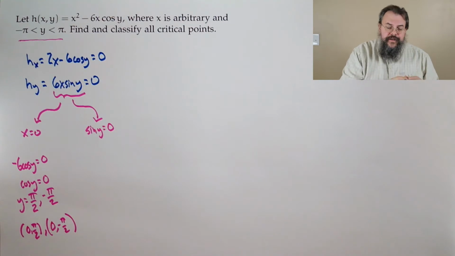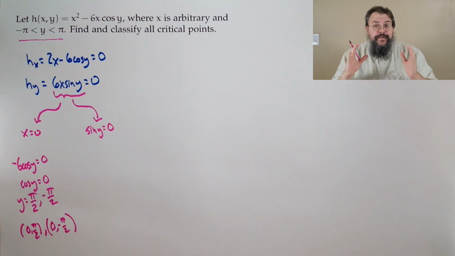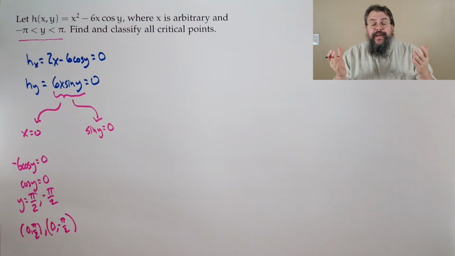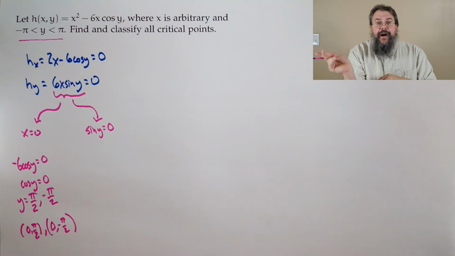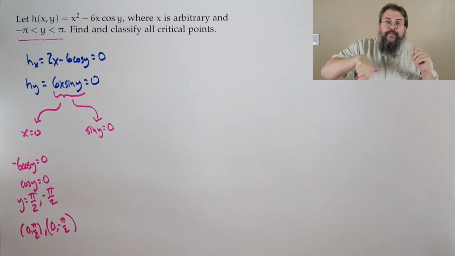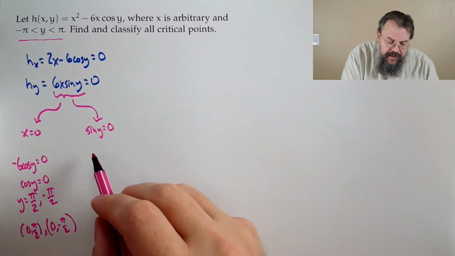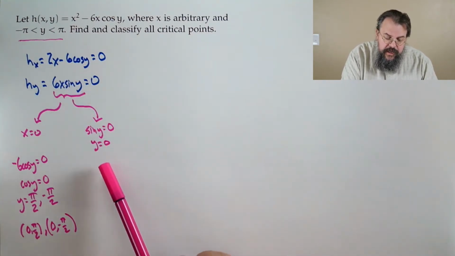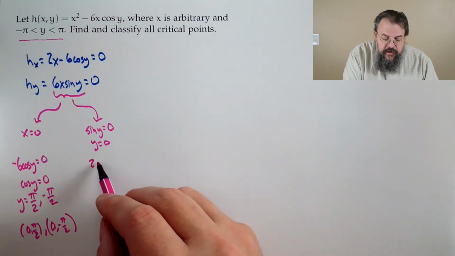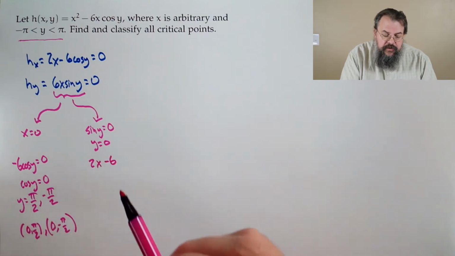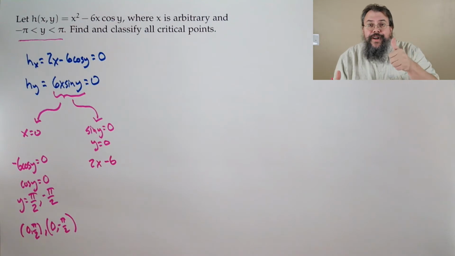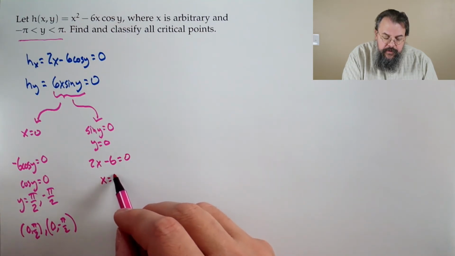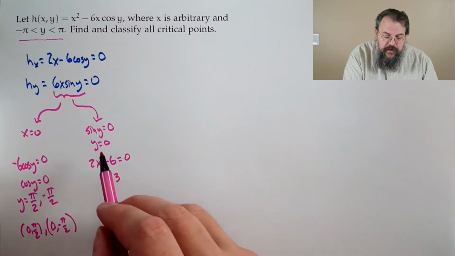Now we've got to go down the other one. Sine of y equals 0. Again, we're talking about y between negative pi and positive pi, so when does sine equal 0? At 0. The next time that sine equals 0 would be at pi, but by pi we're out. Or at negative pi, but again, we're out. So this is really y equals 0. Now, take that information and plug it into our h sub x. That tells us 2x minus 6 cosine of 0. Oh, wait, cosine of 0 is 1. So 2x minus 6 equals 0. Well, that says x equals 3. So we get the point 3, 0.